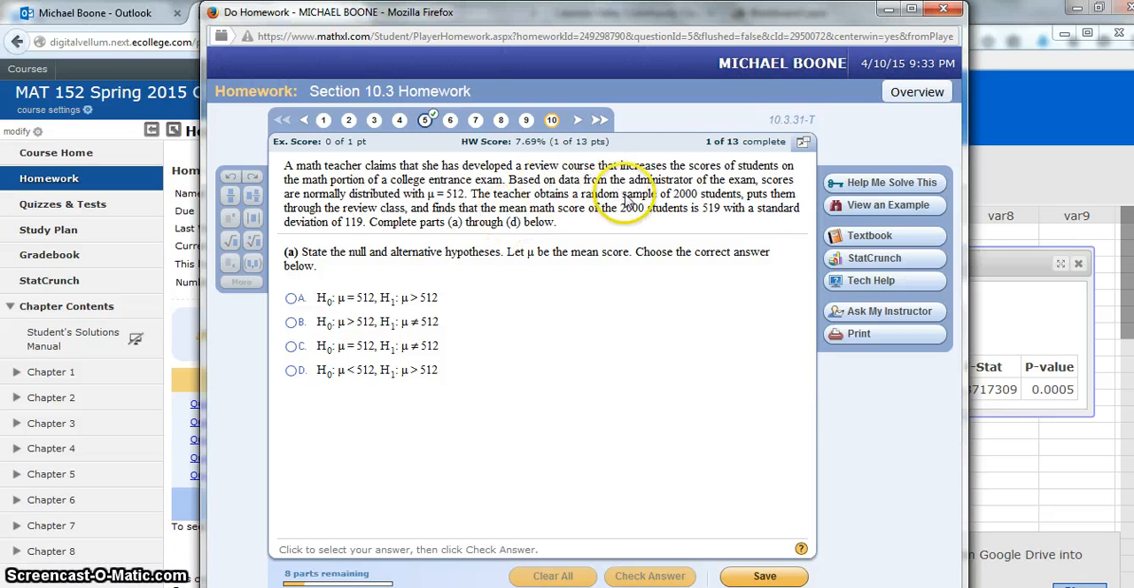The teacher obtains a random sample of 2,000 students, so a pretty large sample size, puts them through the review class and finds that the mean score of the 2,000 students is 519. So it is higher, but is it significantly higher? Every time we do a sample, we're going to get a different mean. But is it far enough away from 512 to say we really think the population mean has changed? So let's make sure we know that the mean equals 512.